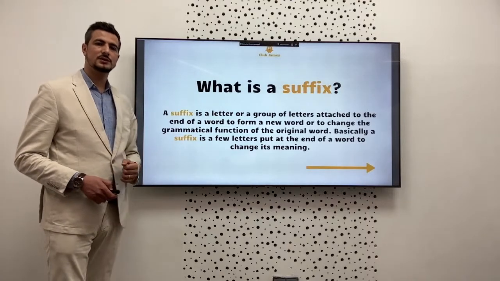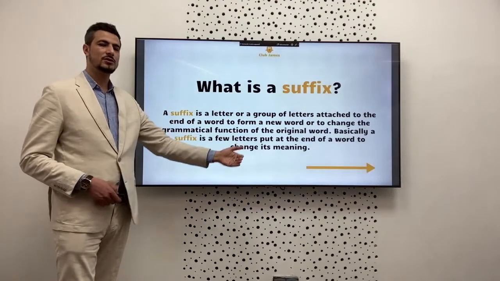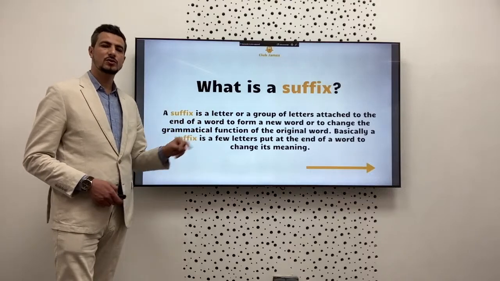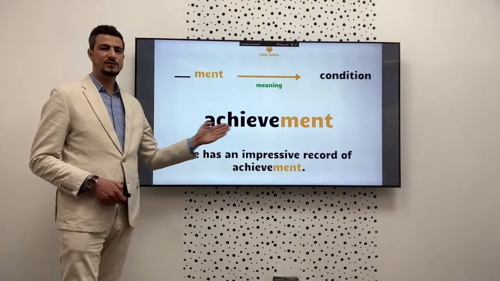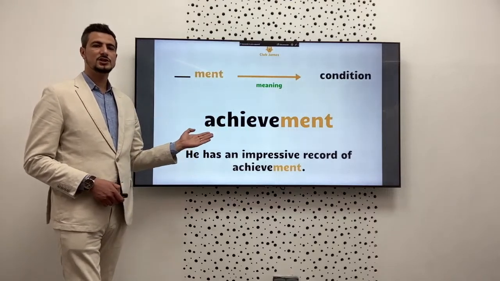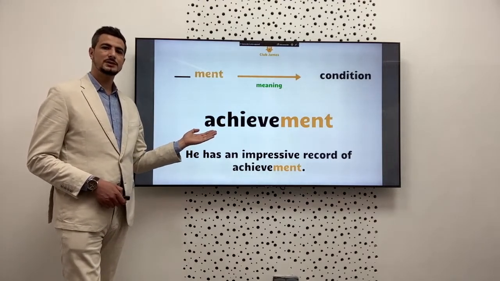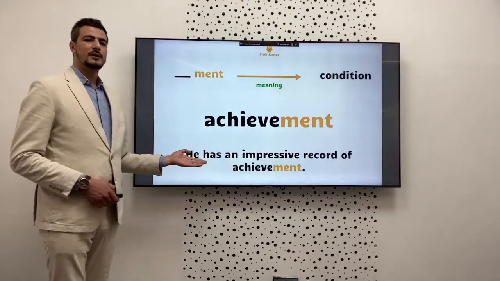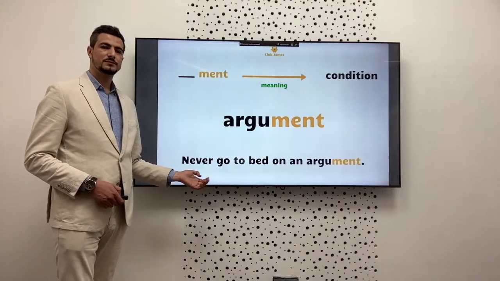What is a suffix? A suffix is something that you can put after the root, after a word, and it also changes the meaning of that word. For example, achieve, the verb to achieve. What is the condition of achieving? It is achievement. In order to make a noun, you add ment, M-E-N-T, to the verb achieve. He has an impressive record of achievement.